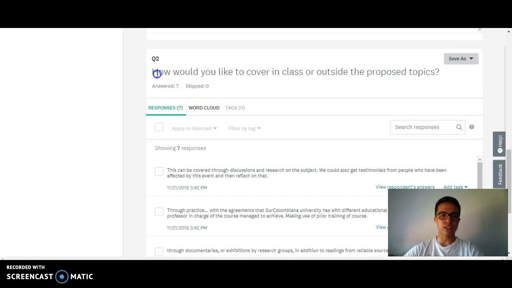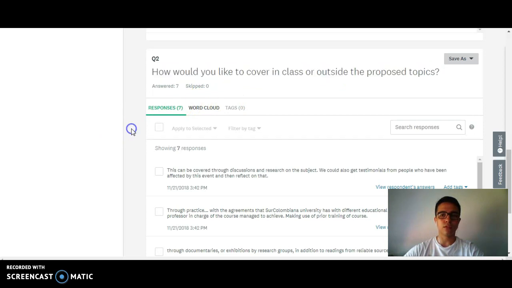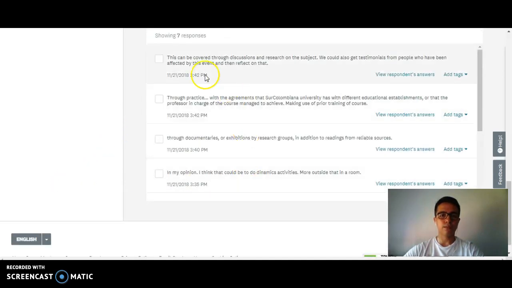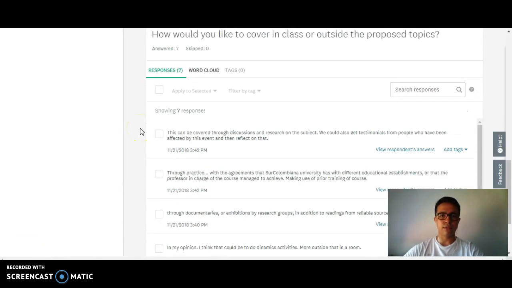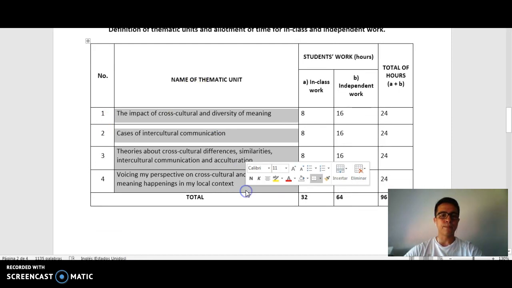And these other ones, language and religious beliefs. The second question that I asked them was, how would you like to cover these proposed topics in class or outside? To which they answered, cover through discussion and research on the subject, practice, documentaries, exhibitions, research. I'm going to send you a screenshot of the answers, but this is what I wanted to show you, why I decided to create this thematic unit.